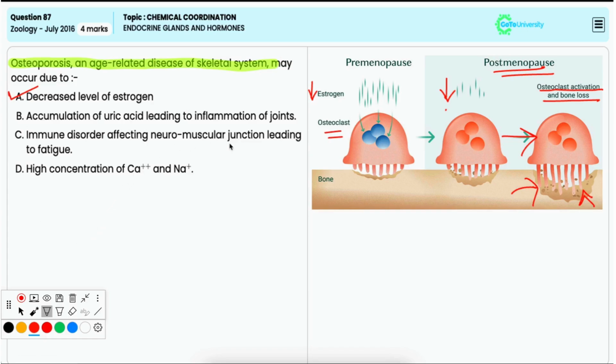Option B, accumulation of uric acid leading to inflammation of the joints. This is incorrect because this describes gout and not osteoporosis.